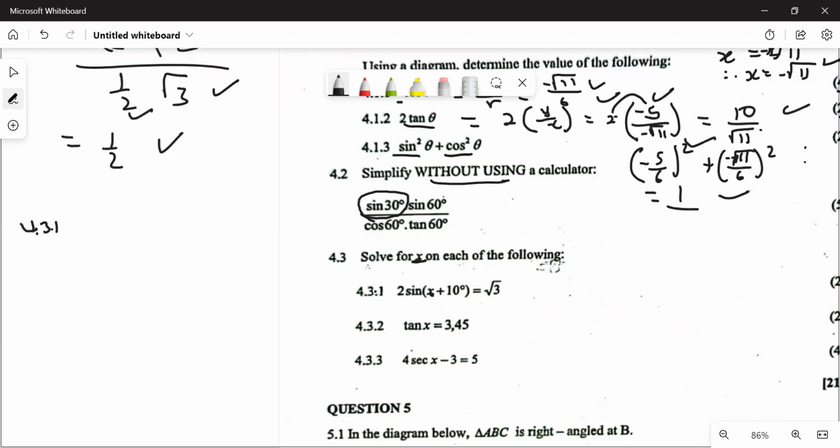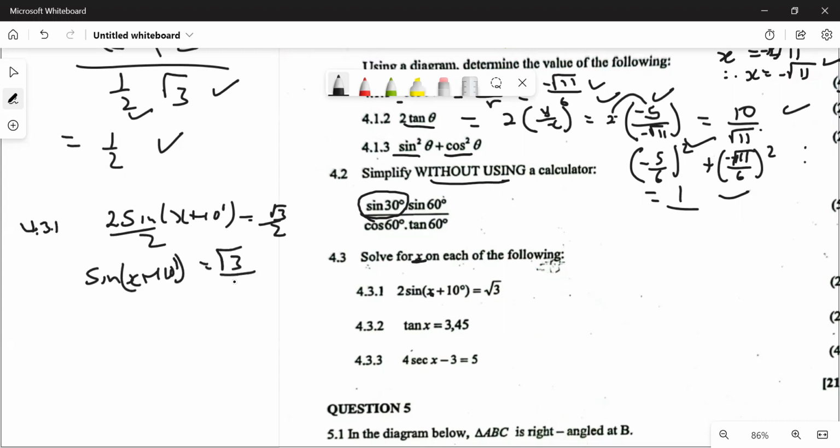Now on 4.3.1, what is the first thing that you'll do here? We're going to divide both sides by 2. So we have 2 sine (x + 10) = √3. You divide by 2 and then you divide by 2. Which gives us sine (x + 10) = √3/2. Okay, we are not done.